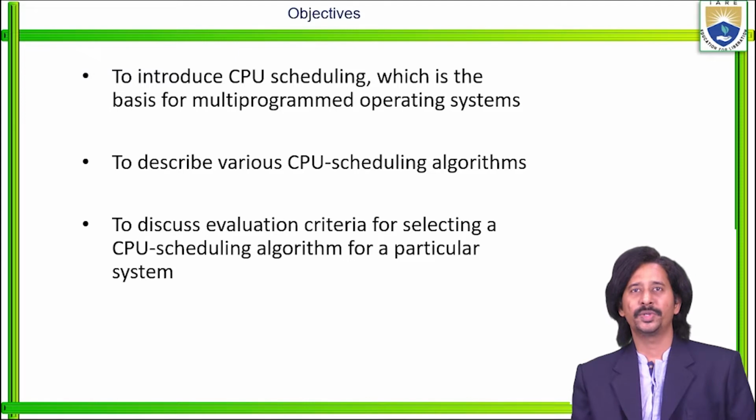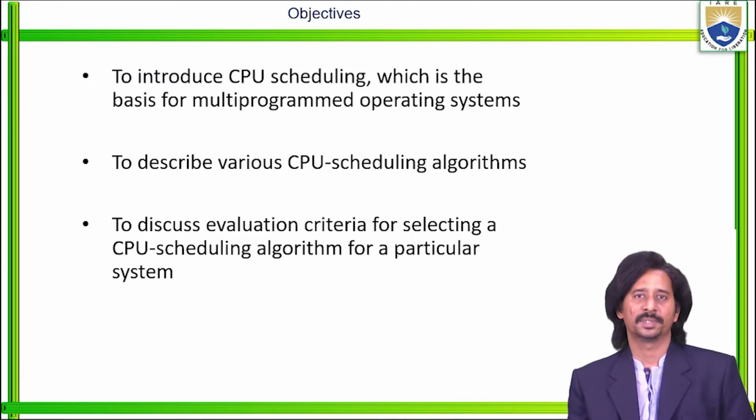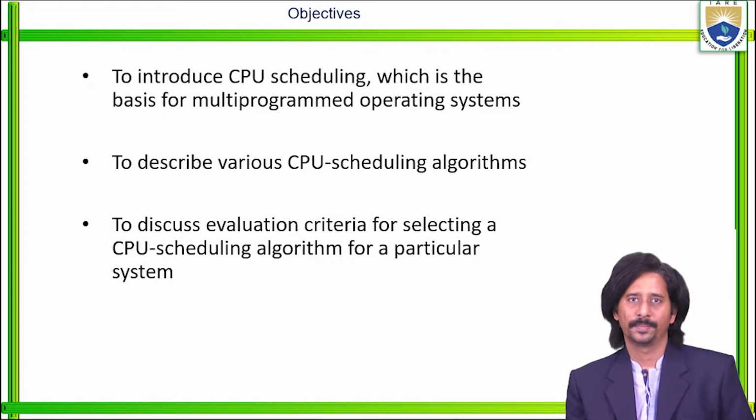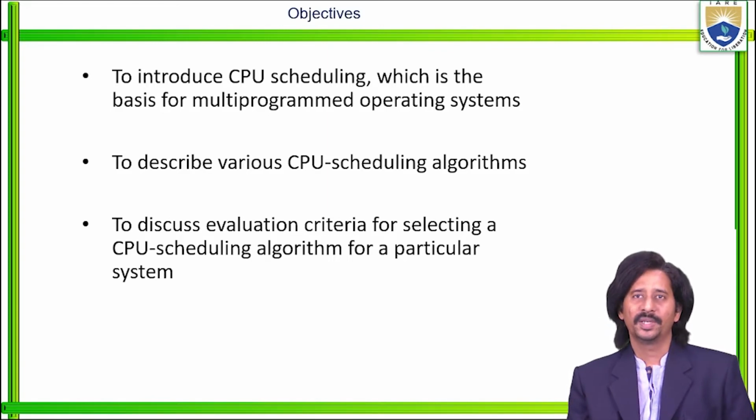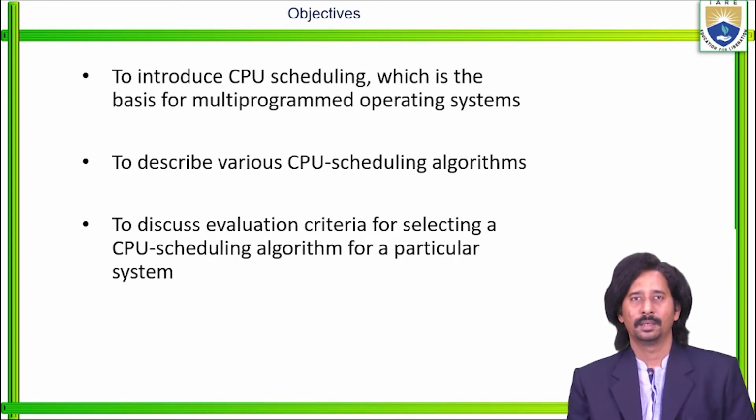The first objective is to introduce CPU scheduling, which is the basis for multi-programmed operating systems, right? Nowadays we are very familiar with multi-programmed operating systems. Processor scheduling plays a vital role in multi-programmed operating systems. Then, to describe various processor scheduling algorithms. There are certain algorithms like FCFS, SJF, round robin, priority, right?